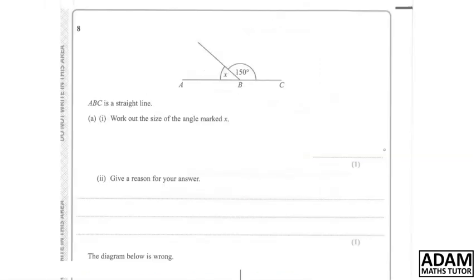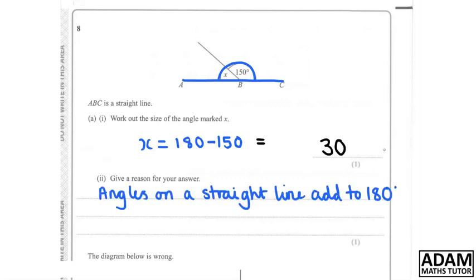Question 8. Work out the size of the angle marked x. So these 2 angles form a straight line, which means that they should add to make 180. So to work out x, I just need to do 180, take away the angle which I know, which is 150, and this will tell me x, which is 30. And the reason would be angles on a straight line add to 180 degrees.